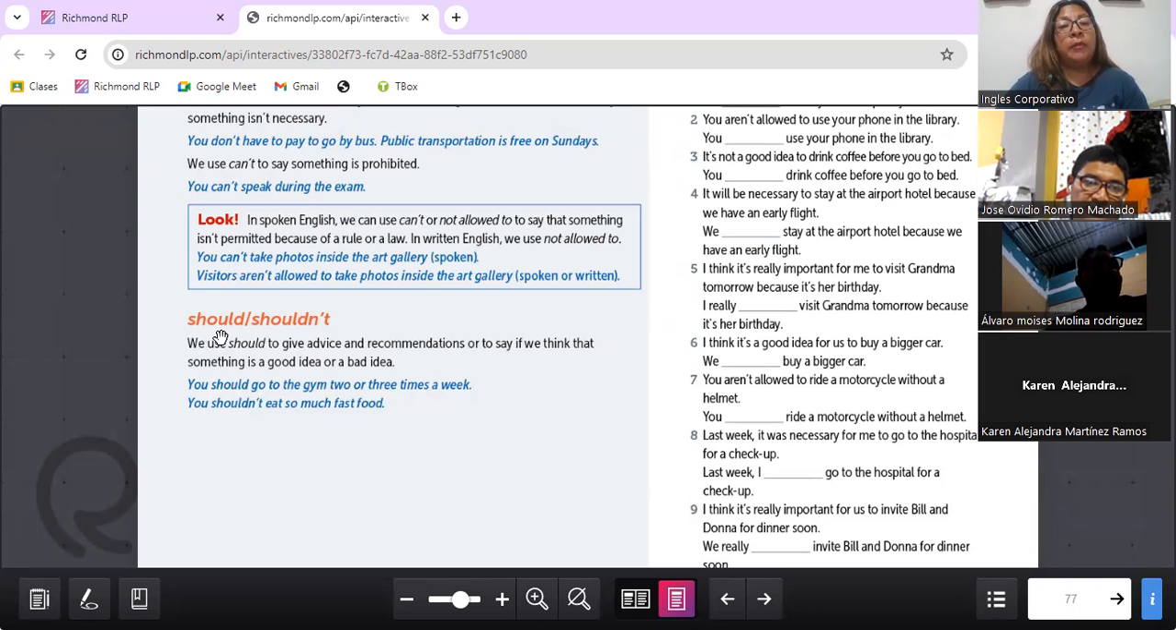Entonces tenemos tanto la forma positiva como la negativa. Should and shouldn't. Okay. You should go to the gym 2 or 3 times a week. Okay. In this case, you can be talking with a friend. Okay. I think you should go to the gym 2 or 3 times a week. Pero eso no significa que la persona lo tenga que hacer o lo vaya a hacer. Porque solamente estoy dando mi opinión.